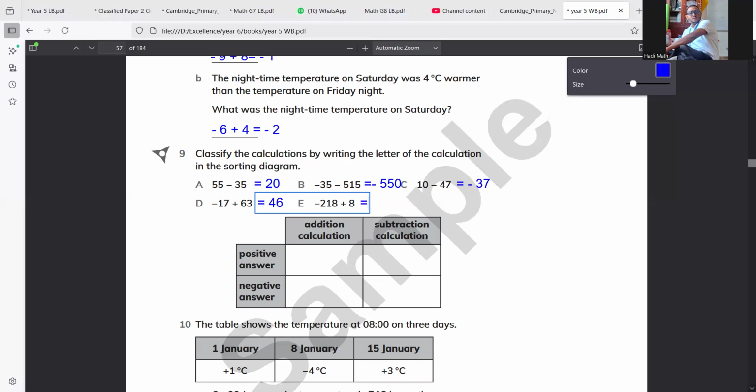-218 and +8. They are different signs. The difference between them is 210, with the sign of the greater absolute value, which is negative. So the answer is -210.